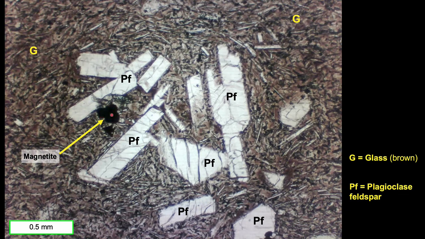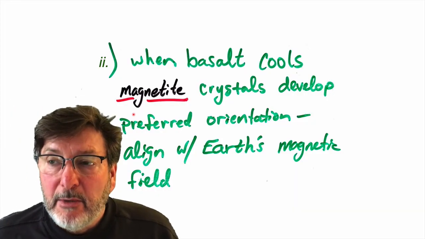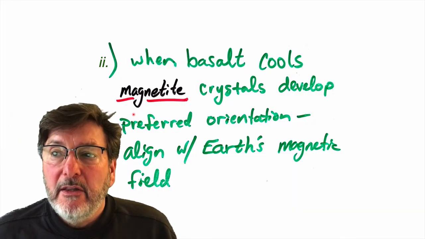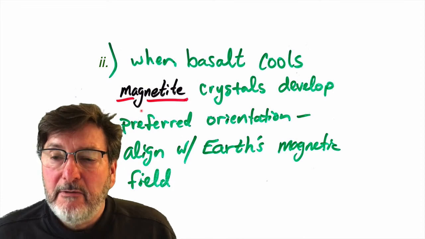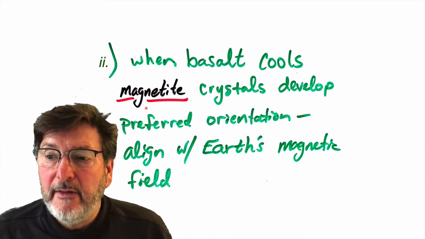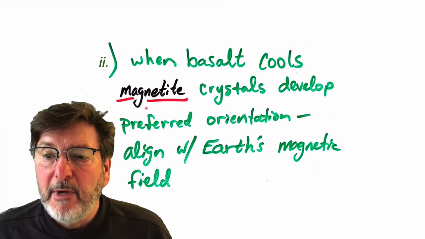The magnetite is going to play an outsized role in interpreting and understanding the nature and evolution of the ocean basins and plate tectonic theory. Who knew? These little tiny crystals of magnetite are going to be very important players. And when basalt like that sample cools, the magnetite crystals actually develop a preferred orientation that aligns with the Earth's magnetic field.